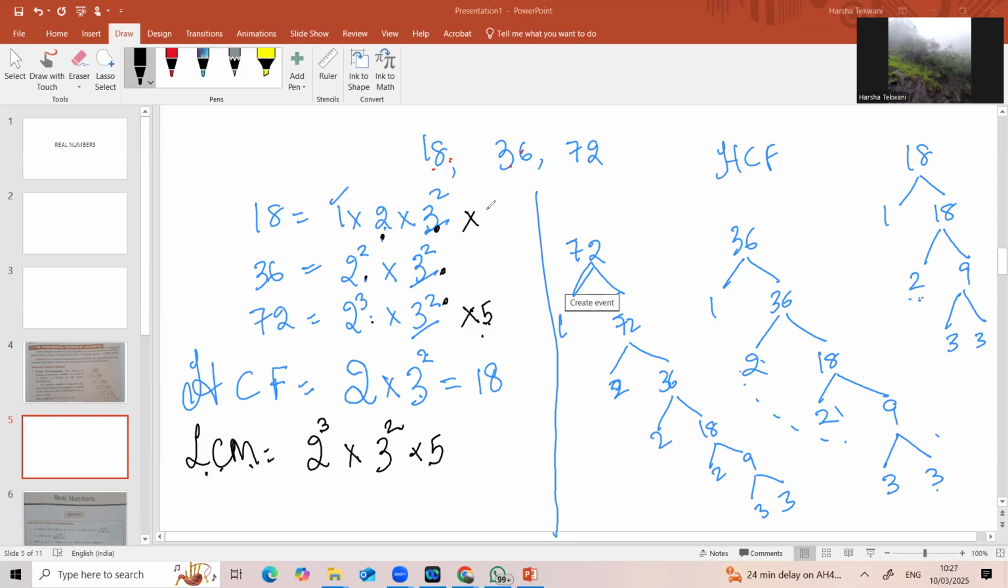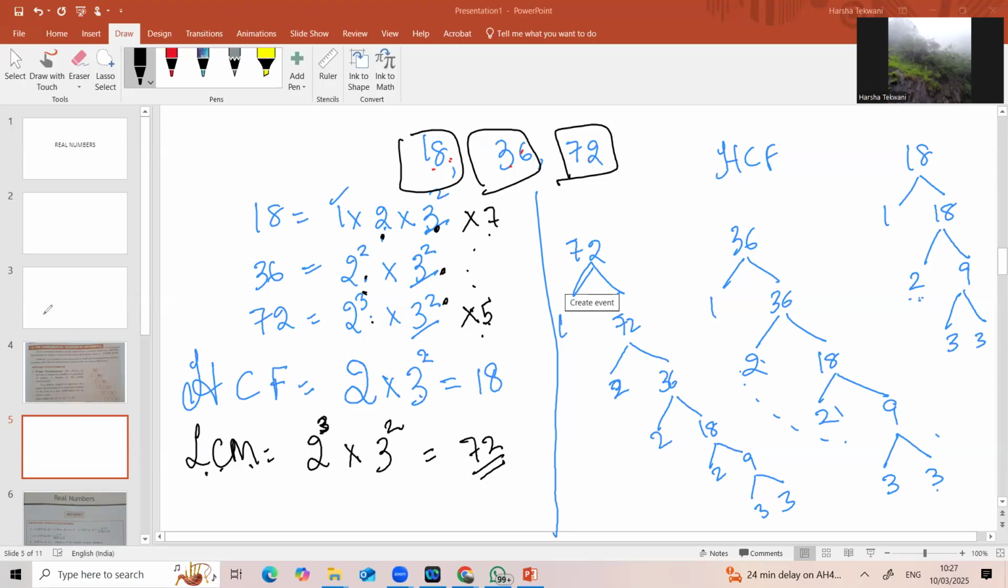Let's say an extra 7 came here. We would have invited him as well, even though it was not common in the other numbers. So for least common multiple, we have to invite everybody. And amongst common ones, we should invite the one with the highest power. So 8 into 9, 72 is the LCM of 18, 36, and 72.